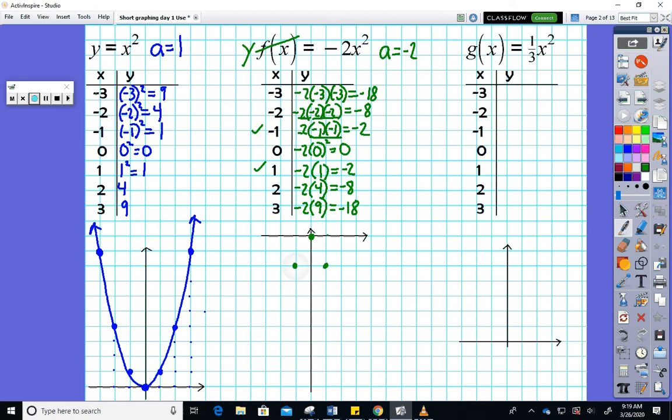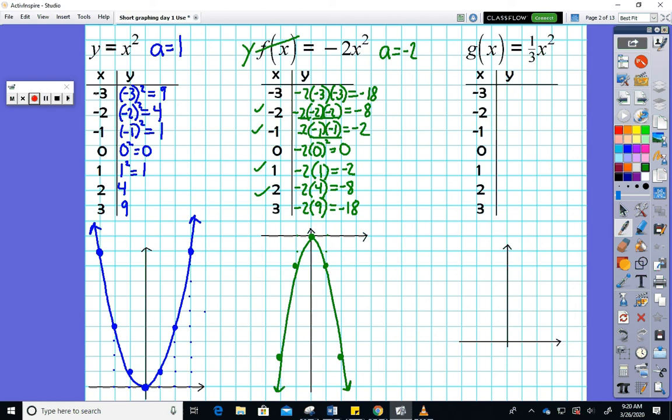Oh, look, on that one, I went from the vertex out 1, down 2, out 1, down 2, okay? So I'm also going to plot negative 2, comma negative 8, and positive 2, comma negative 8. So 2, 1, 2, 3, 4, 5, 6, 7, 8. And negative 2, 1, 2, 3, 4, 5, 6, 7, 8. So the last points that I would normally plot, 3 and negative 3, comma negative 18, those are so big that they're off my graph.